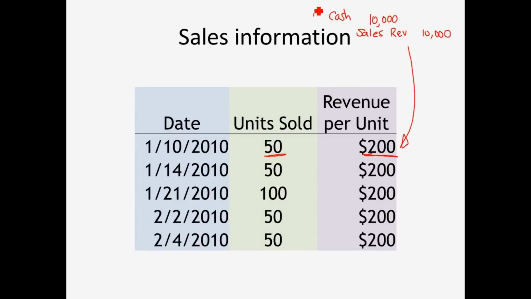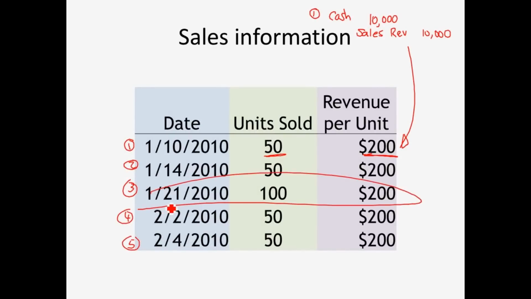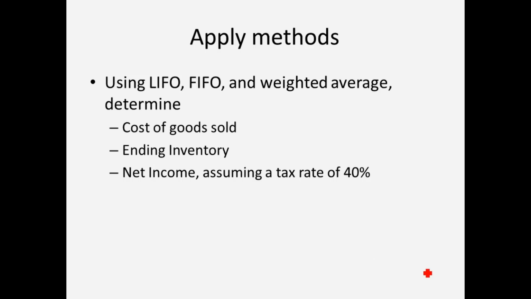Same thing for the next. Here, these are all going to be exactly the same, just this one's going to have a slightly different amount. This one's going to be cash, 20,000, and sales revenue, 20,000. Other than that, that's all we do until we're ready to close our books. Okay, so now we're going to close our books. Now is when the interesting things come into play.